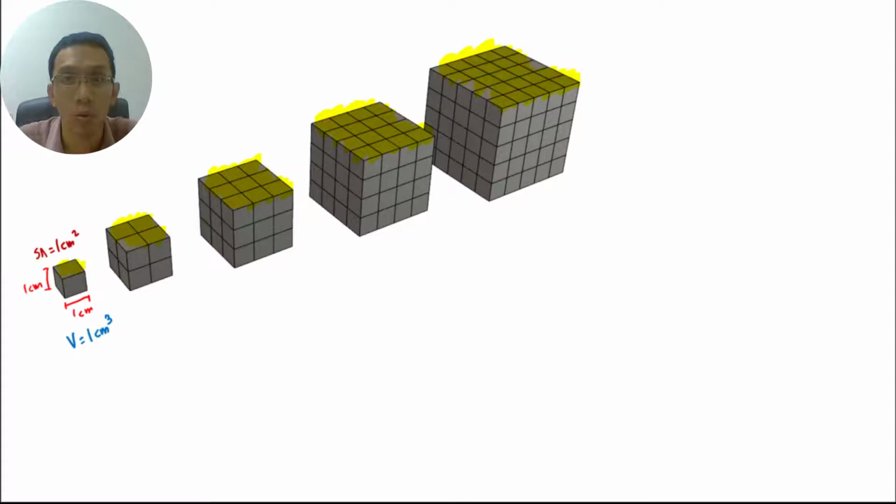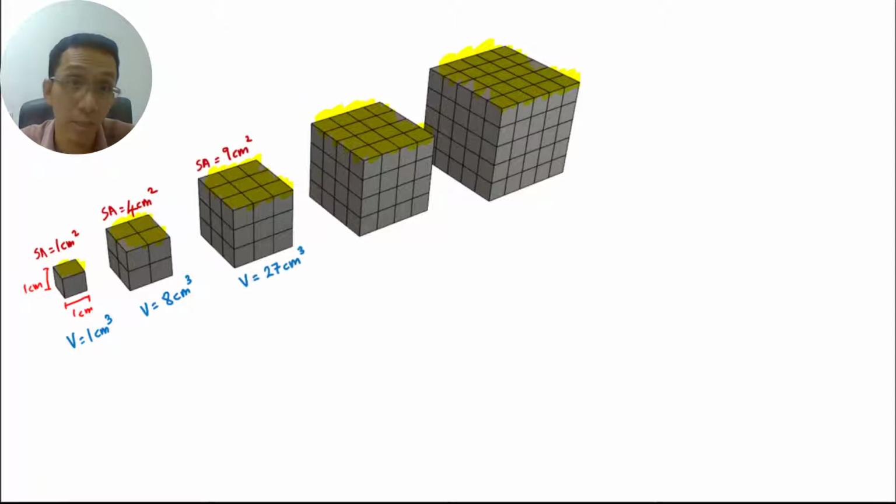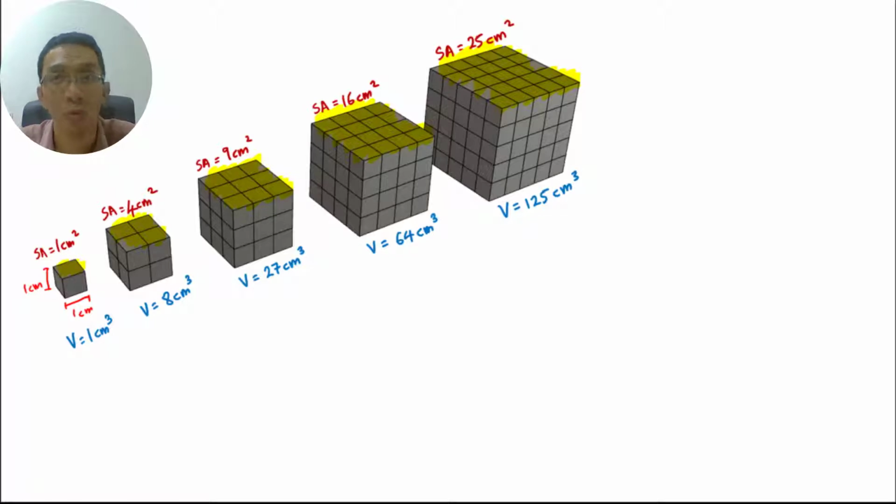Let's take our cube again, but this time we make it bigger. 1 centimeter length will give 1 centimeter squared face area and 1 centimeter cubed of volume. 2 centimeter length will give 4 centimeter squared face area and 8 centimeter cubed of volume. 3 centimeter length will give 9 centimeter squared face area and 27 centimeter cubed volume. 4 centimeter length will give 16 centimeter squared face area and 64 centimeter cubed volume. And finally, 5 centimeter length will give 25 centimeter squared face area and 125 centimeter cubed of volume.